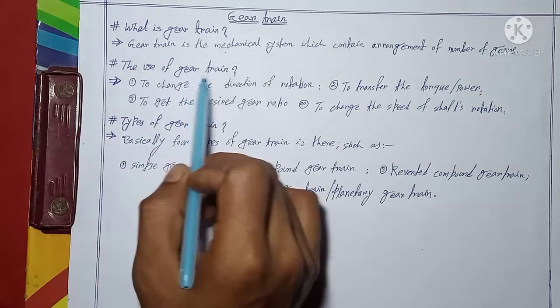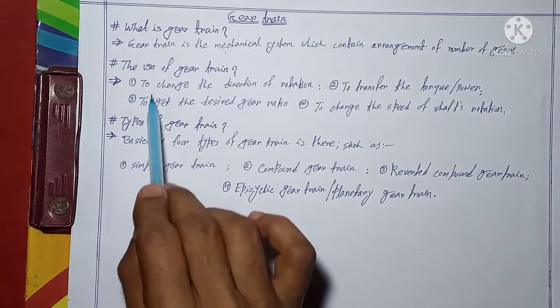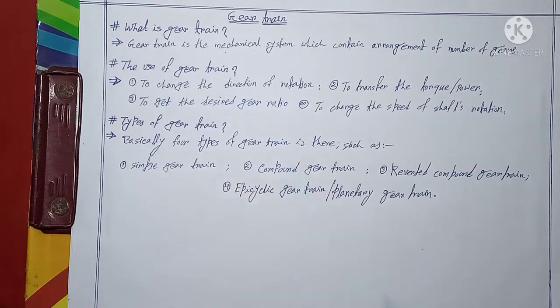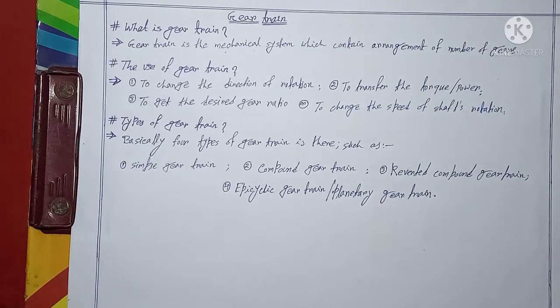Next is the use of gear train. Why do we use the gear train? The very effective uses are written here. The first one is to change the direction of rotation. Suppose the shaft is rotated in a clockwise direction, and now you want to change the rotation of the shaft from clockwise to anti-clockwise, then you can use a gear train. The second one is to transfer the torque, or you can say the power.